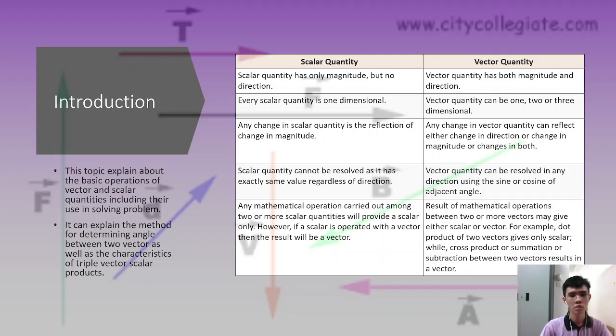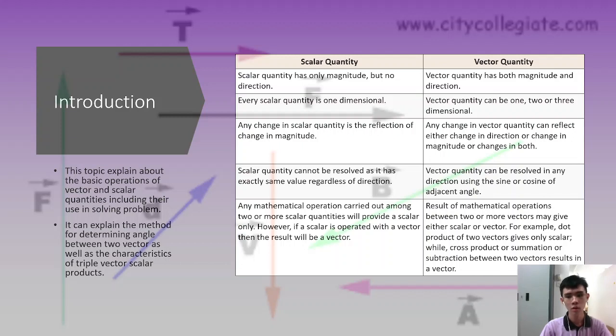A scalar quantity cannot be resolved as it has exactly the same value regardless of direction. A vector quantity can be resolved in any direction using the sine or cosine of the adjacent angle. Any mathematical operation carried out among two or more scalar quantities will provide a scalar only. However, if a scalar is operated with a vector, then the result will be a vector. The result of a mathematical operation between two or more vectors may give either a scalar or a vector.